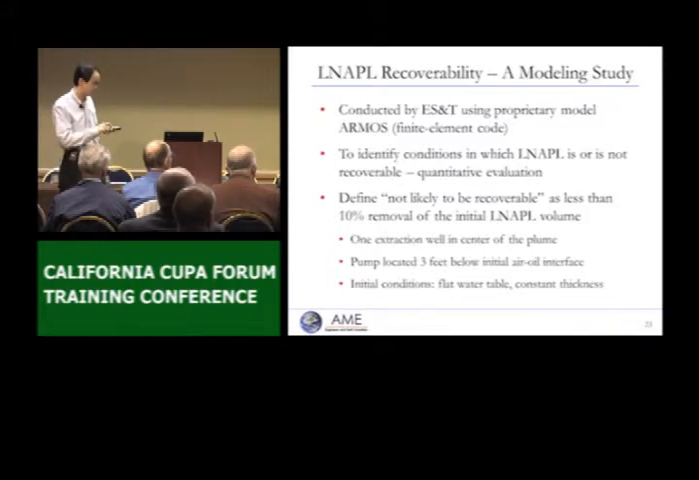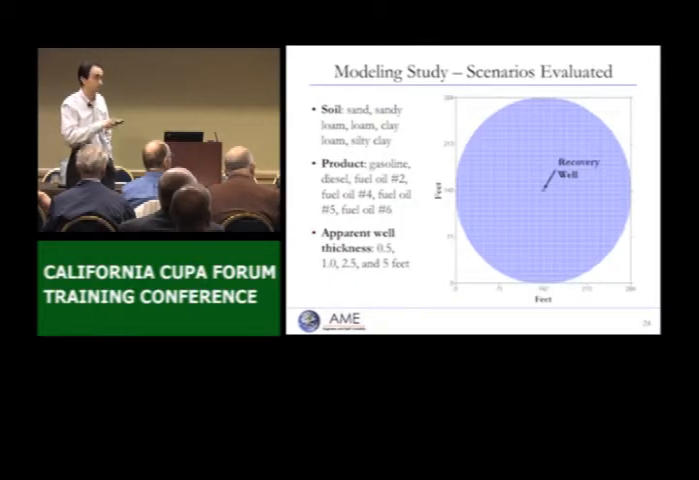They find, for example, under the case of apparent product thickness of 0.5 feet, they pump really hard. If you can recover more than 10%, you use a diamond here. Otherwise, use a cross. So you get this result for this case. And then you move on and do another set of simulations, 1 foot, and you got this. And you do it now for 2.5 feet and 5 feet.